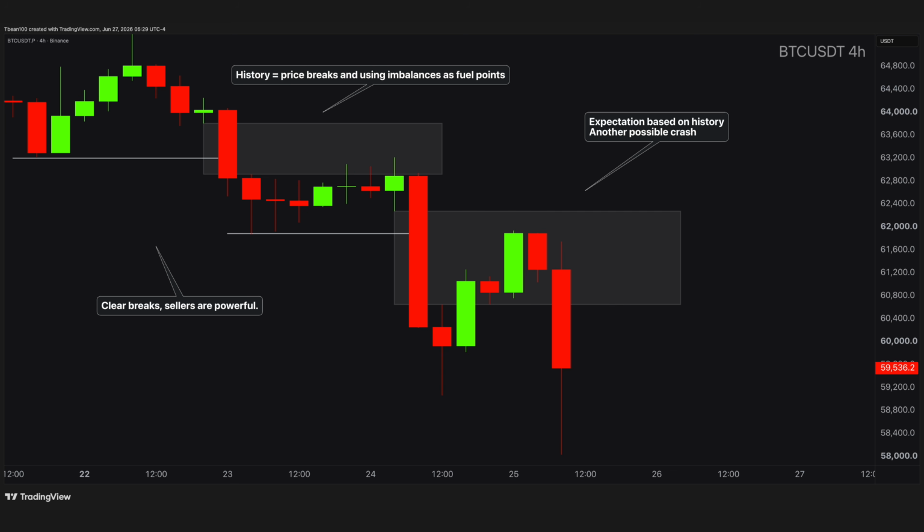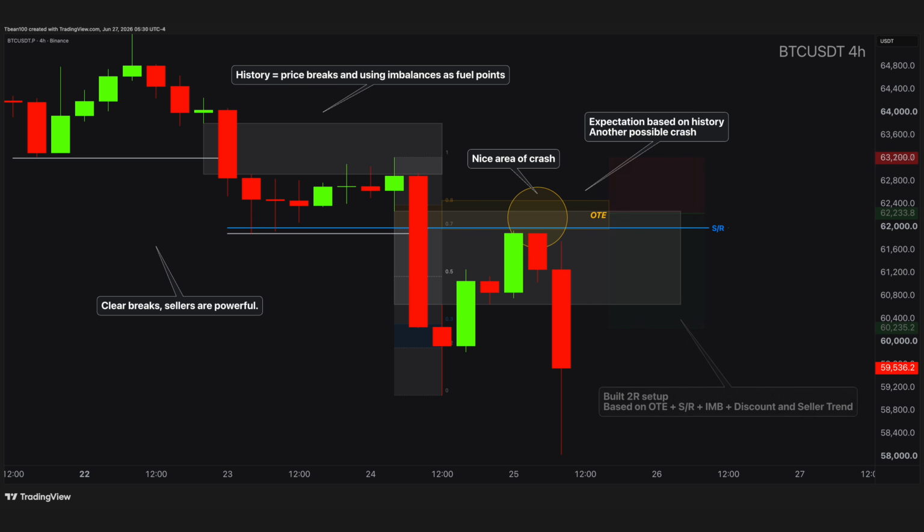Imagine I was only using higher time frames, like this 4-hour chart, to trade. For example, if I draw my optimal trade entry, basically the premium and discount range over it, this would be a great OTE location to take a short, right? And if you look a little to the left, you can see that this is a perfect support and resistance, or the SR flip area.